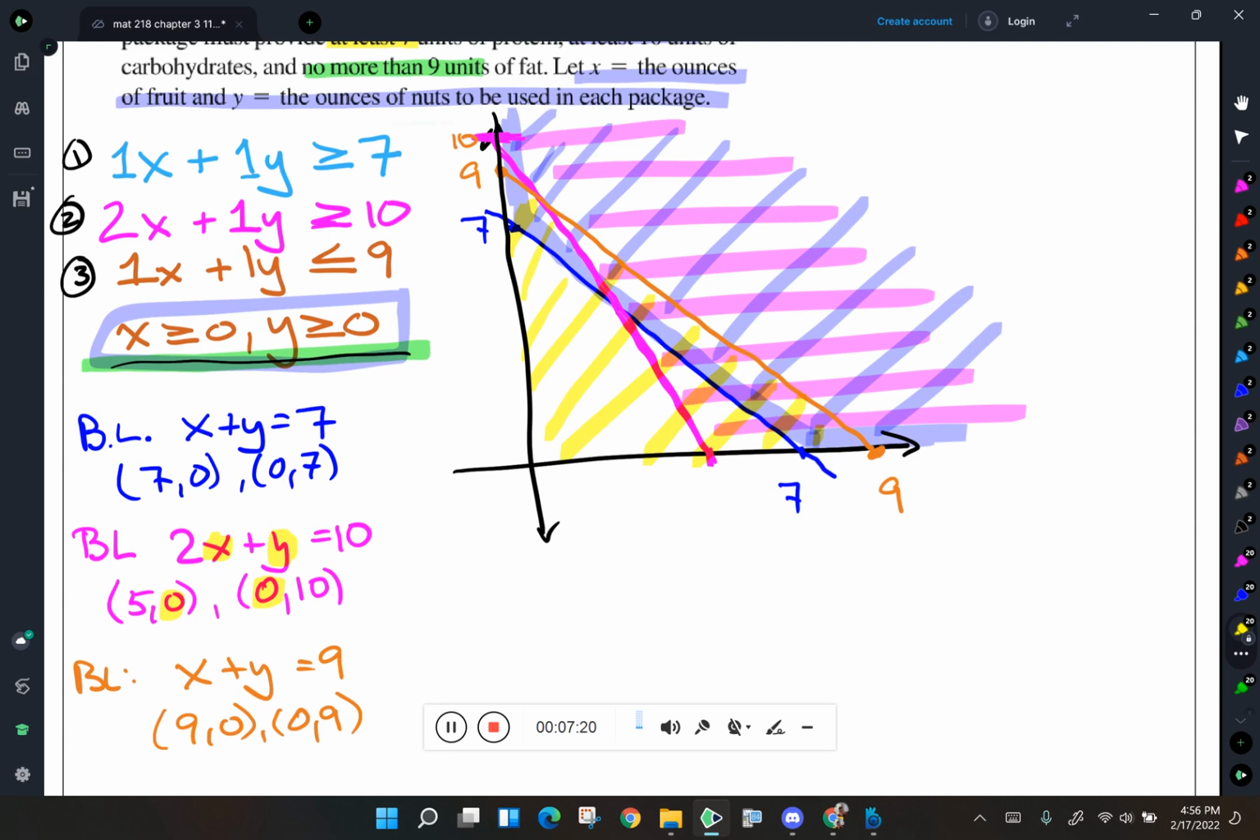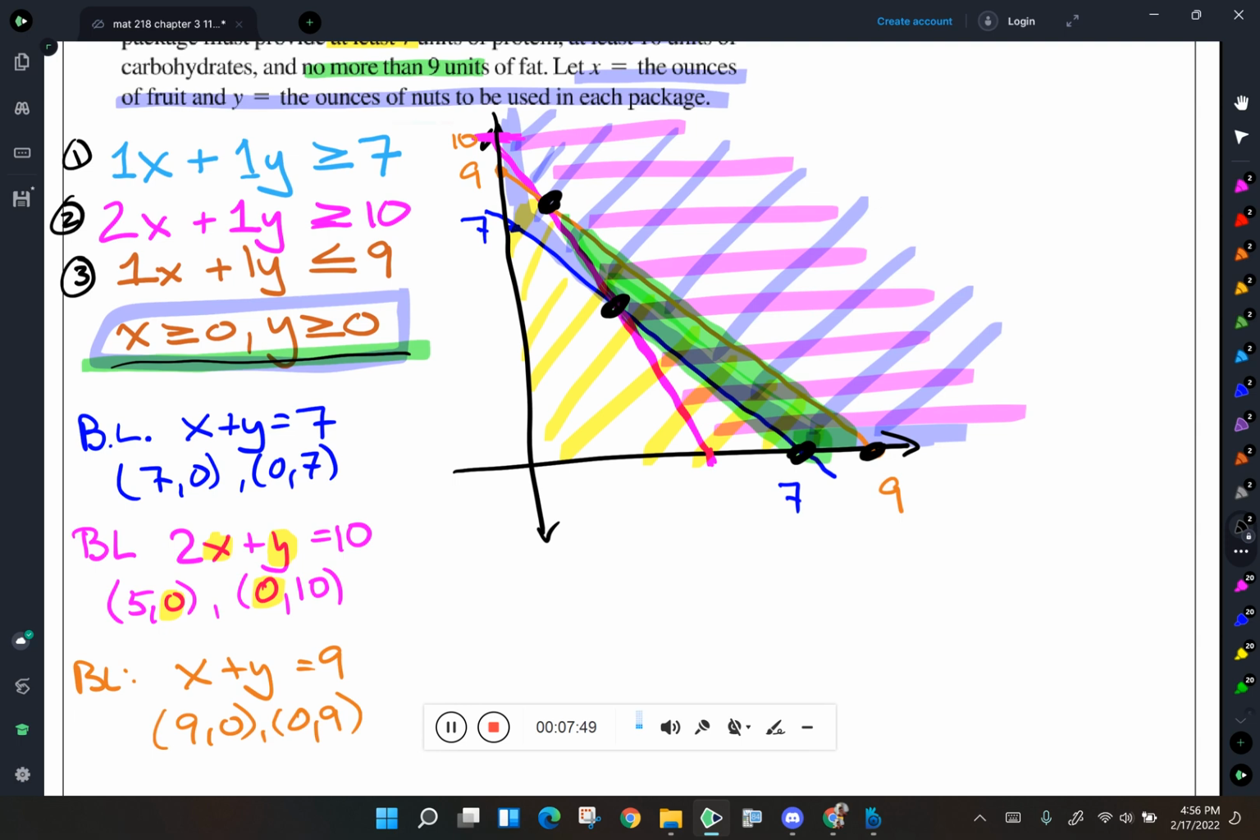It's all three. And I think that's going to be this in here, going up like that, down like that, and down there. And so it's going to have 1, 2, 3, 4 corners, and there's my feasible region.